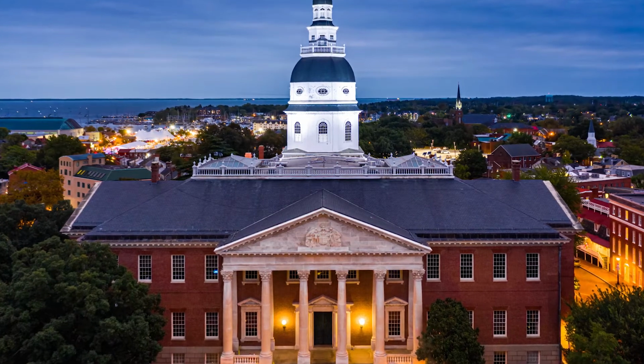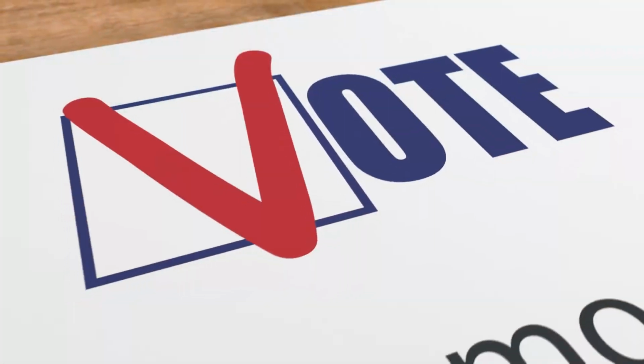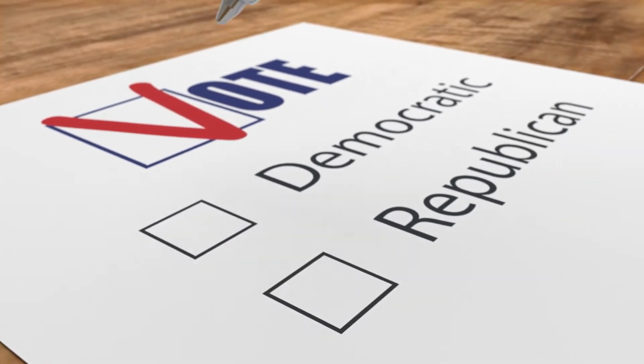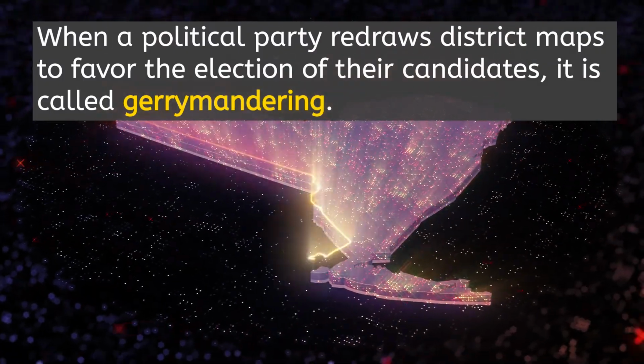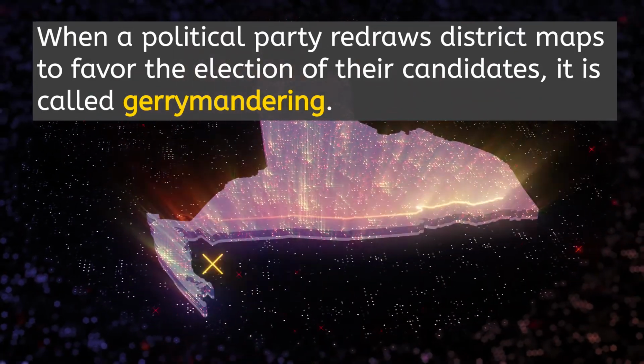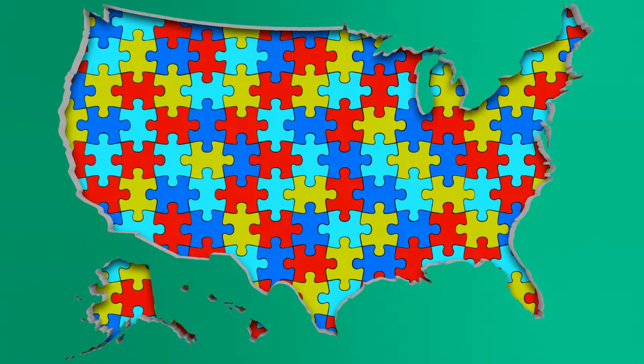as in state legislatures. Well, who makes up the state legislatures? People from the parties. See where this is going? When a political party redraws district maps to favor the election of their candidates, it is called gerrymandering. In addition to poll taxes and literacy tests, redistricting has been a historical tool to break up voting blocs and thus suppress the outcome of campaigning and voting.